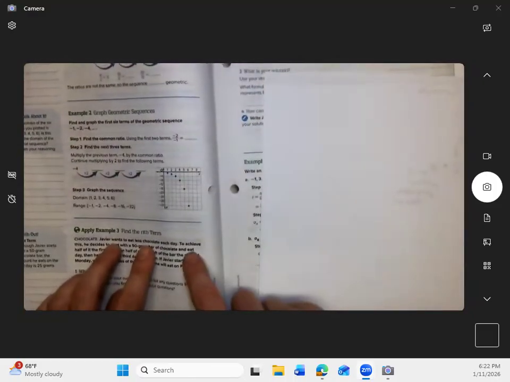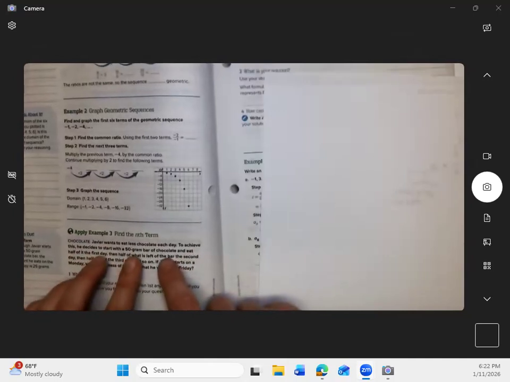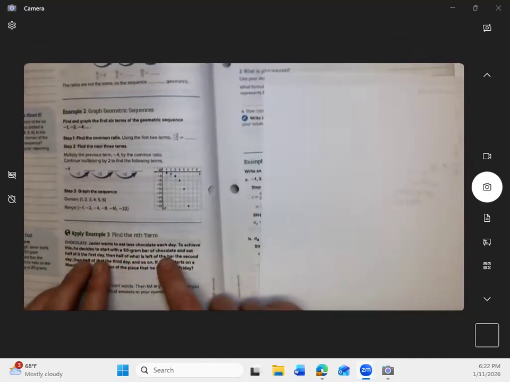Chocolate. Javier wants to eat less chocolate each day. To achieve this, he decides to start with a 50-gram bar of chocolate and eat half of it the first day, half of what's left the second day, and half of that the third day, and so on.